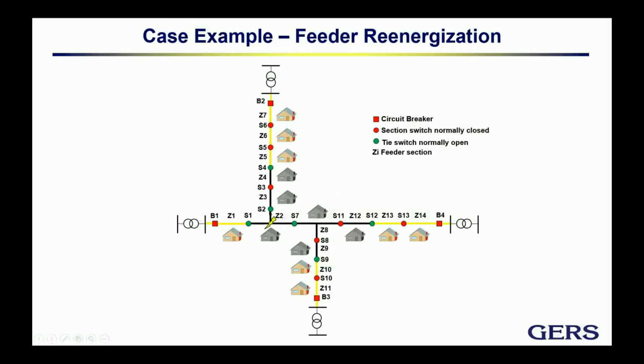The fourth one is a complicated one. We cannot transfer these users here to the healthy portions because the fault is here.